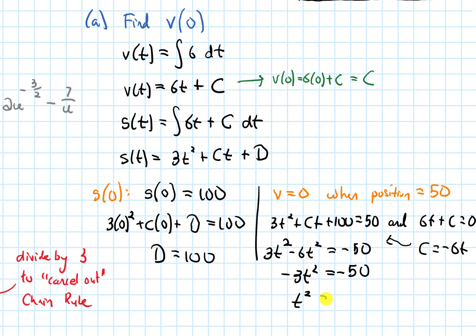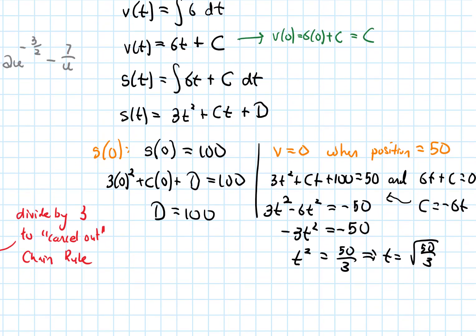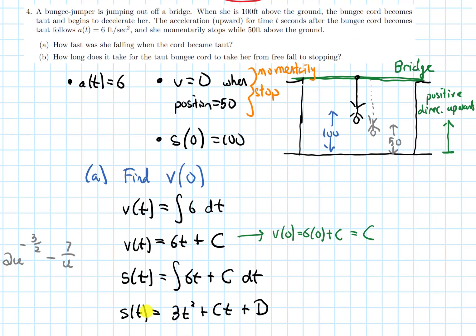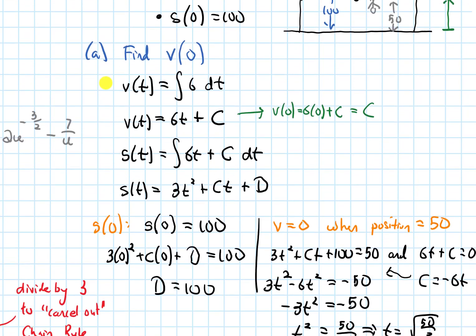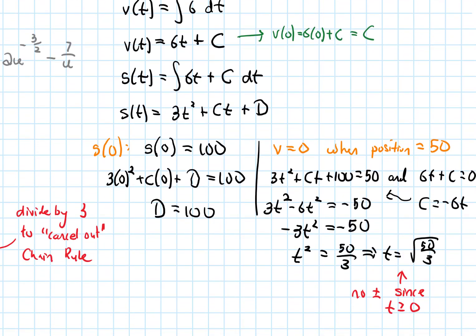All right, so t squared equals 50 over 3. So if I square root both sides, we get t equals root of 50 over 3. I don't put a plus or minus because we can't have a negative time here. So no plus or minus since t is greater than or equal to 0. So what we found is the time at which the person momentarily stops, when their velocity is 0. And that was the answer to part B. Okay, so I'm going to box this. So this is the answer to part B of the problem.